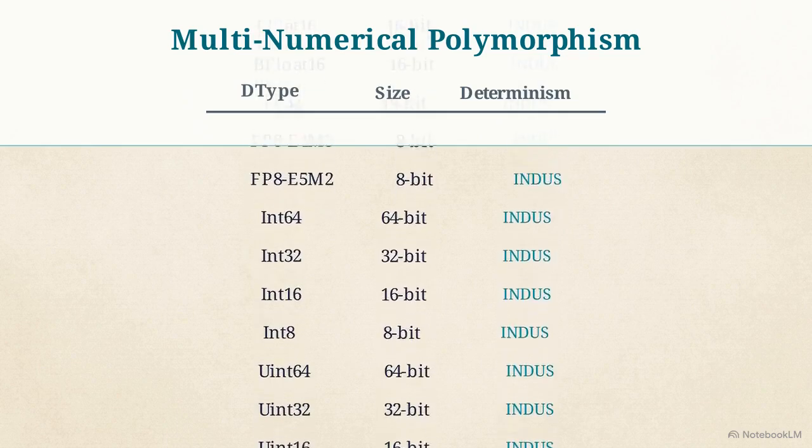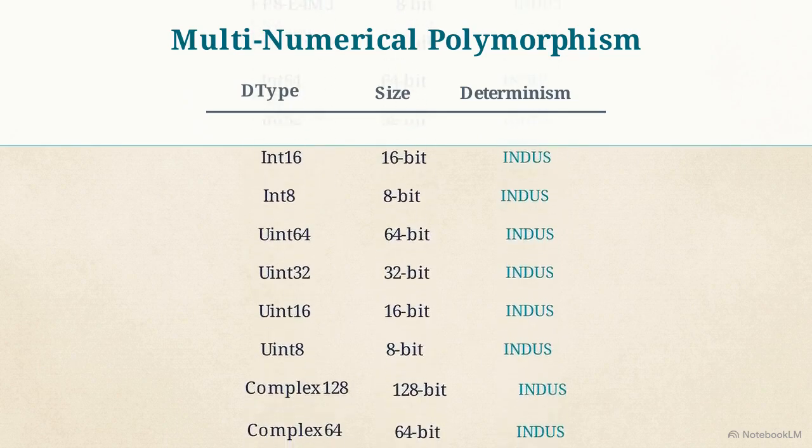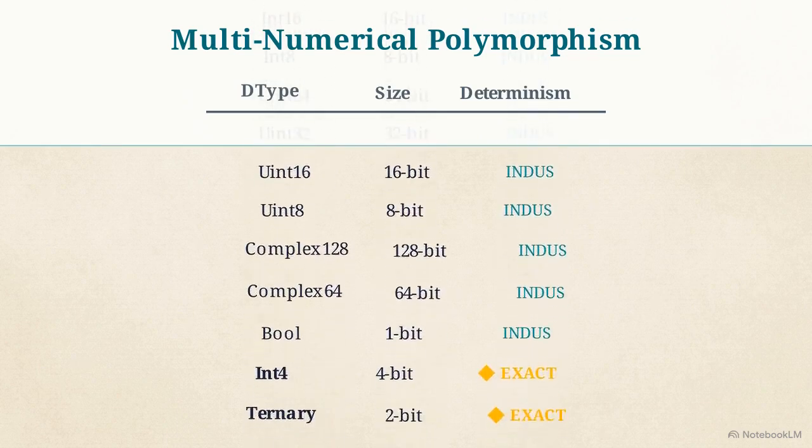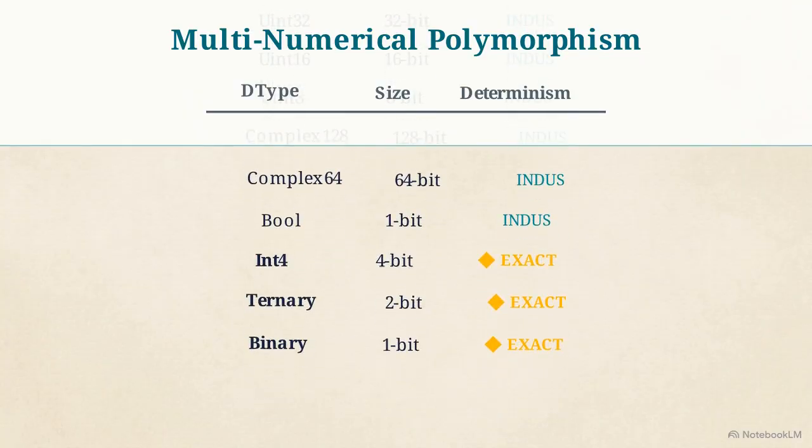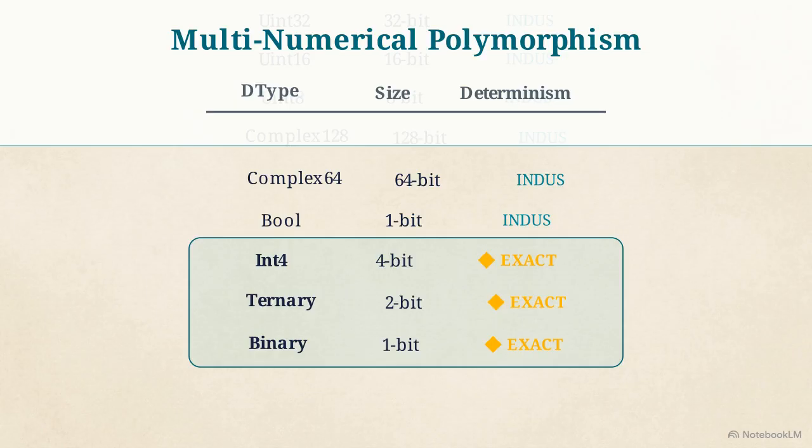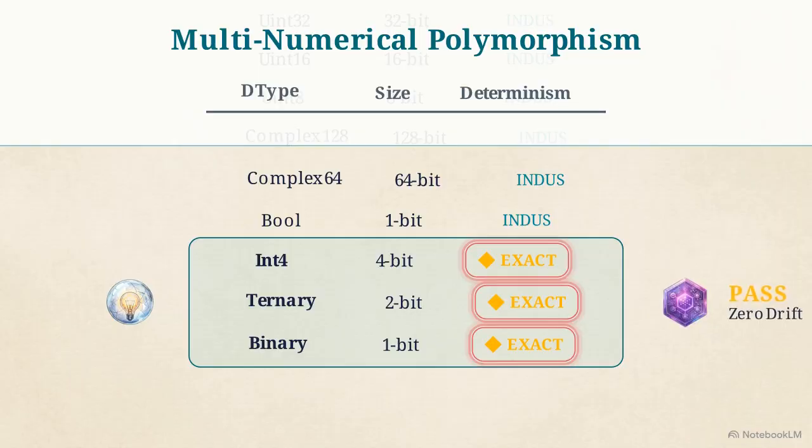The engine relies on multi-numerical polymorphism. Individual layers morph their precision dynamically at runtime across 21 distinct numerical types without requiring the entire network to be recompiled. Moving down to extreme sub-byte quantizations like int4, ternary, and 1-bit binary formats, the benchmark confirms exact mathematical parity. The engine maintains zero mathematical drift across dozens of live training epochs.